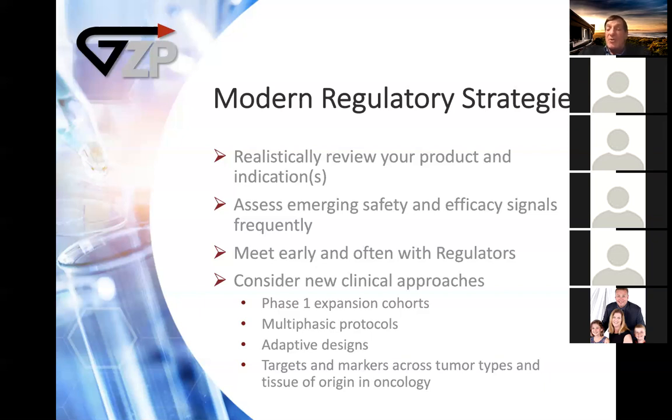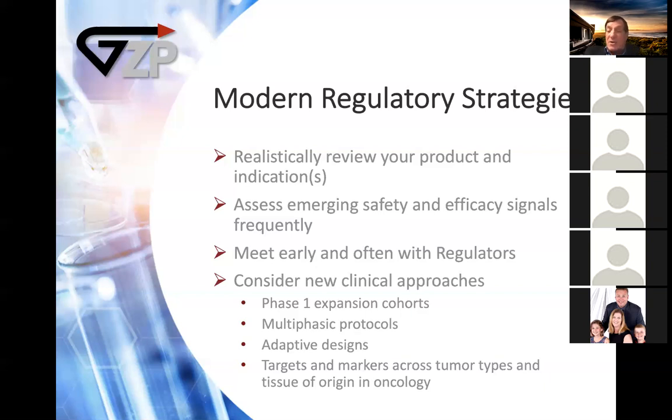We suggest meeting often and early with regulators, and also consider new clinical approaches. Phase 1 expansion cohorts are done all the time, particularly in serious or life-threatening illness. Multiphasic protocols: instead of a phase 1A, phase 1B, phase 2A, phase 2B, phase 3A, phase 3B, et cetera, we suggest a phase 1/2, 2/3. And if your program is suitable for the same, then you can get to yes with far fewer clinical trials and a much smoother development program that doesn't involve the stopping of your clinical trials for 3 months or 6 months or longer while you're evaluating your previous clinical.